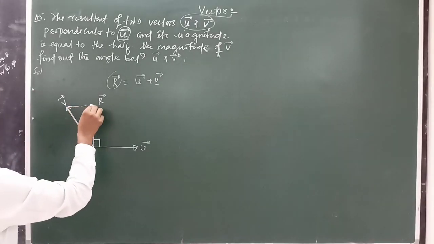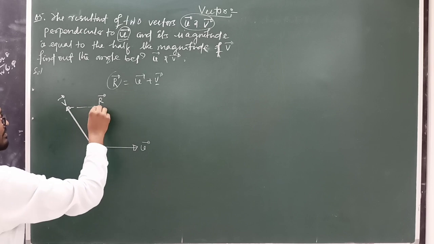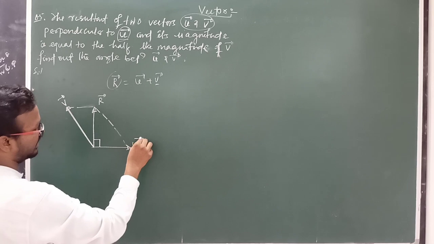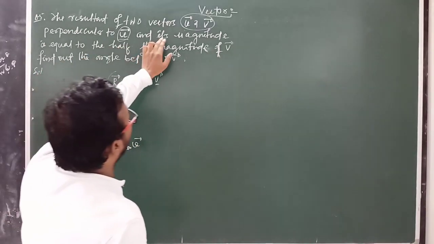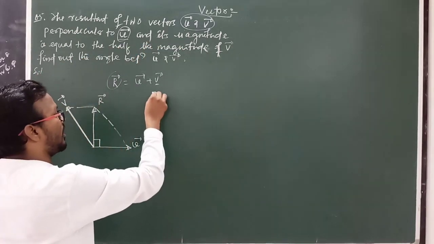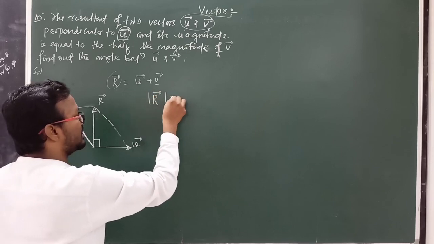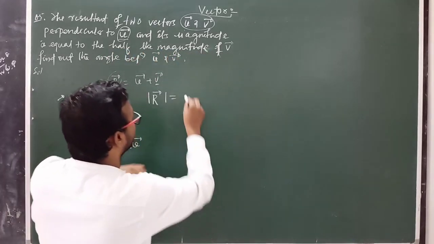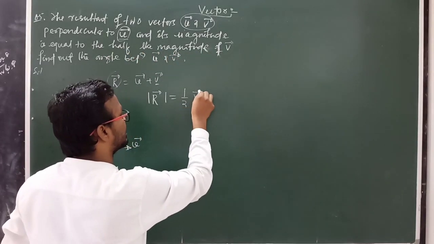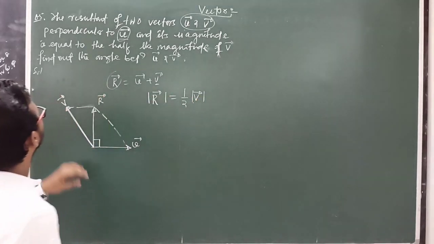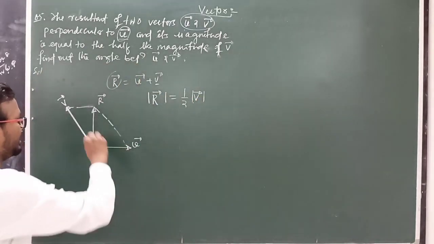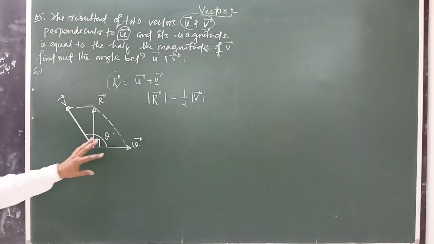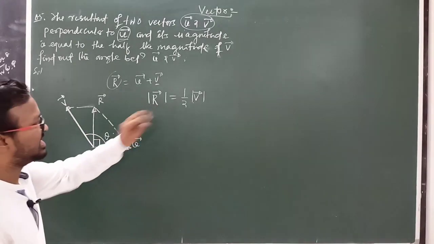And if you solve, this is a complete parallelogram, and this is the case. Here vector u. Now the magnitude of this resultant equals half the magnitude of v vector. Then find out the angle between u and v. Then we have to find this total angle, suppose theta. Clear? So how can we find this angle theta? Because this is the resultant.